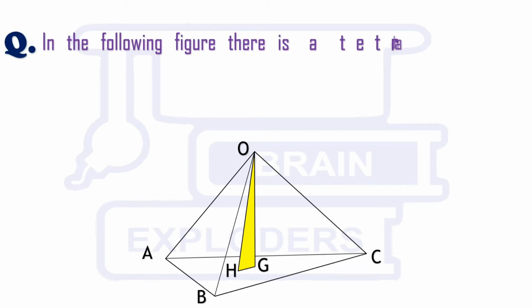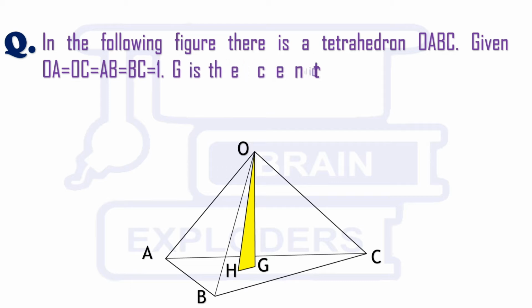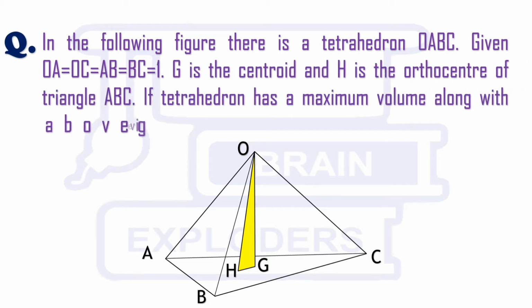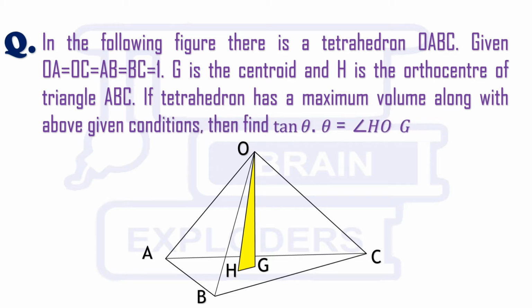In the following figure, there is a tetrahedron OABC given OA is equal to OC is equal to AB is equal to BC is equal to 1. G is the centroid and H is the orthocenter of triangle ABC. If the tetrahedron has a maximum volume along with the above given conditions, then find tan theta, where theta is equal to angle HOG.